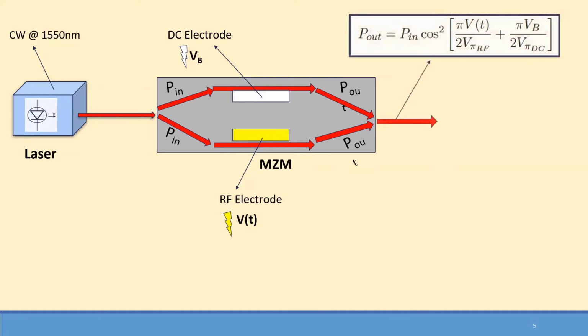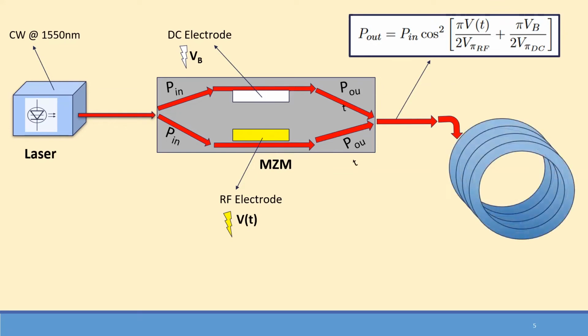And this is the equation that we studied and derived to describe the power output of the MZM. As you can see here, there's the V of T from this part of the MZM, and then there is the V bias from this part. Next up, there is the delay line. This is a fiber optic delay line, which provides the delay T.